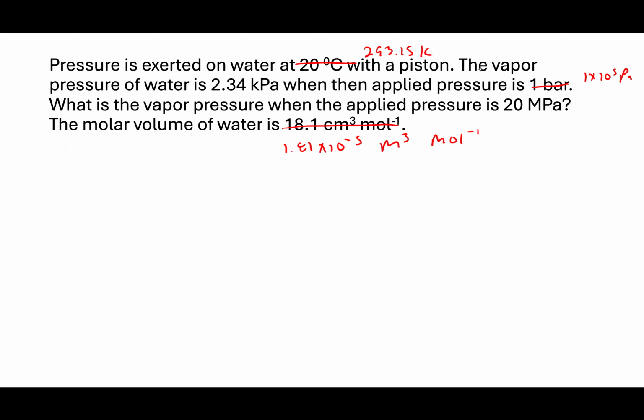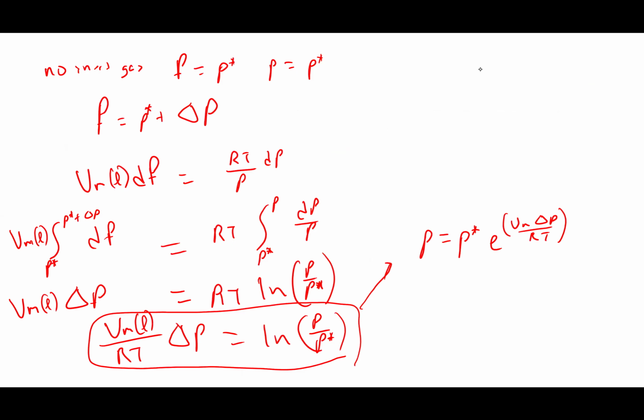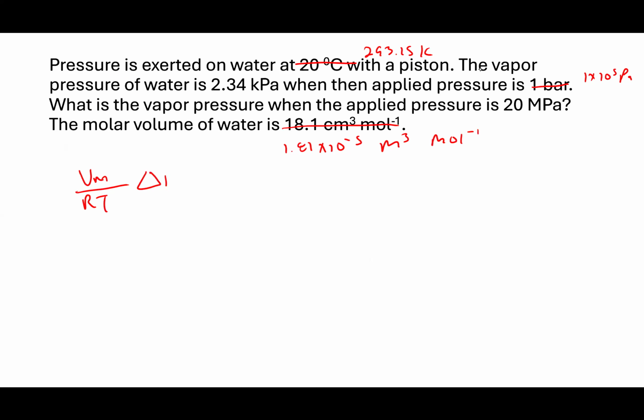Now, let's look at our equation here. We have Vm over RT times delta P equals the natural log of P over P naught, the normal vapor pressure. So we have basically all the numbers that we need. Vm we know is going to be 1.81 times 10 to the negative fifth.